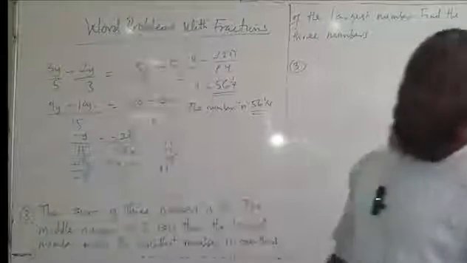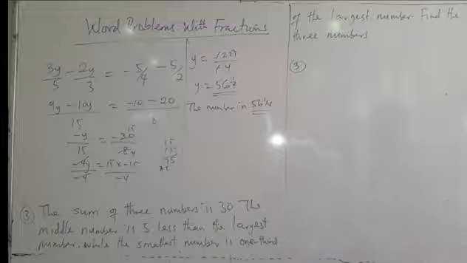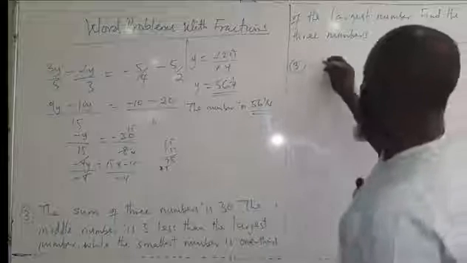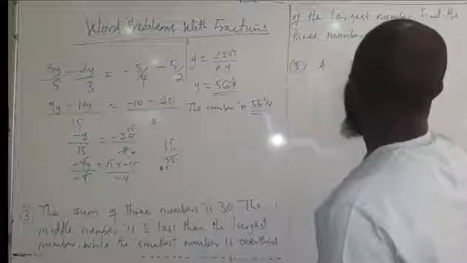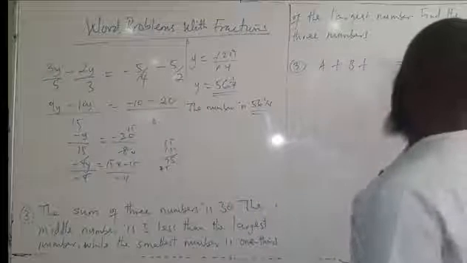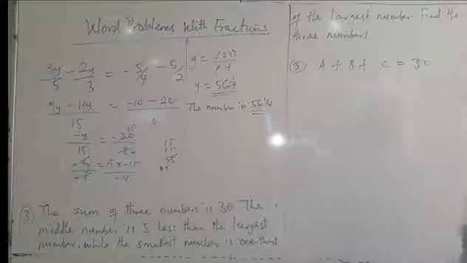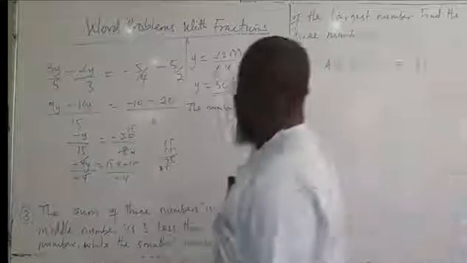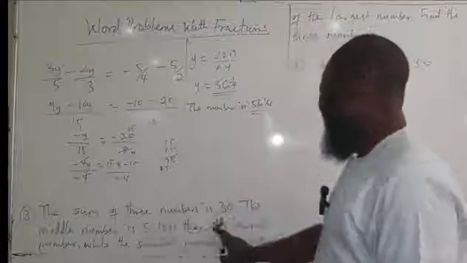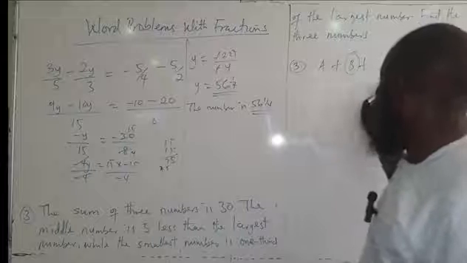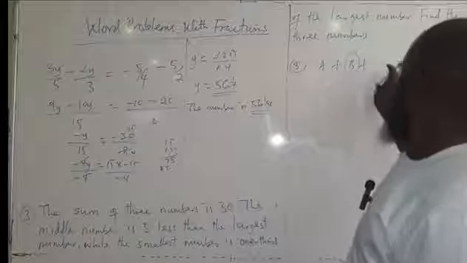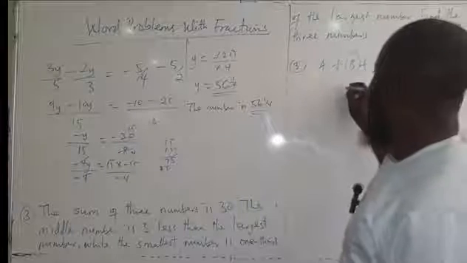So let's look at the third example. We are to be very careful with this third example. The sum of 3 numbers. We have 3 numbers and we don't know the numbers. So the first one, let's say A, B, C. The sum of the 3 numbers, when you add them together, we get 30. Am I with you? So the middle number, the number at the middle, which is B, is 5 less than the largest number. That is, this is C minus 5. So this will be C minus 5.